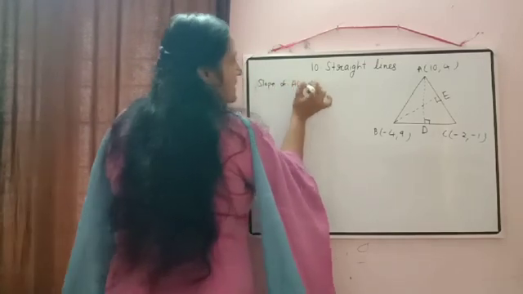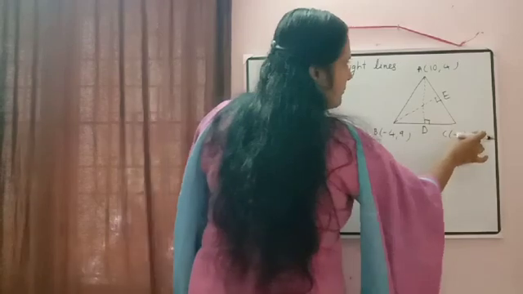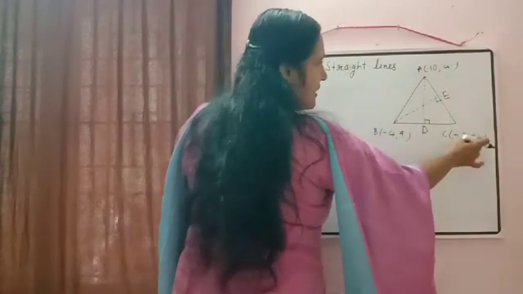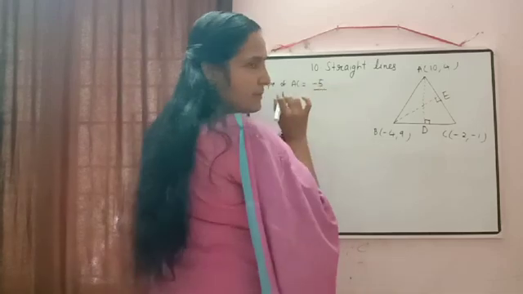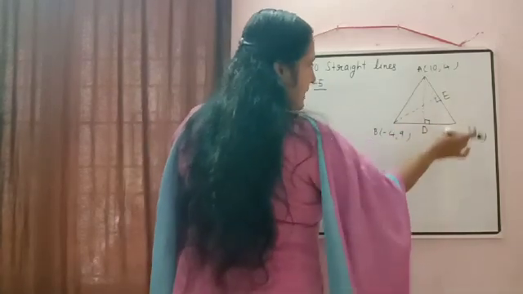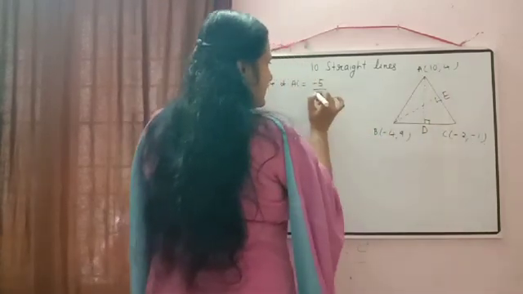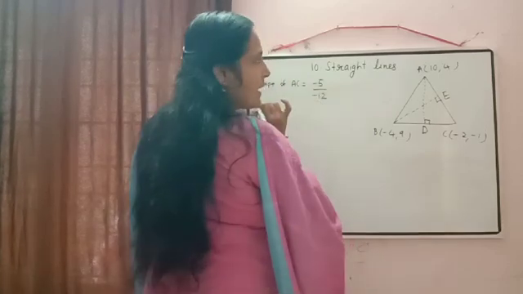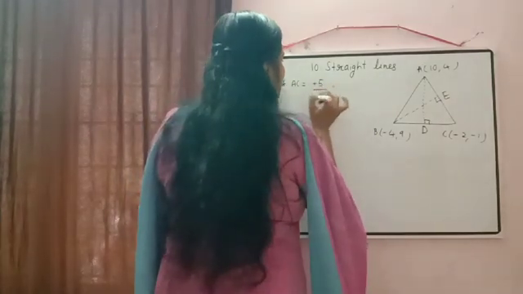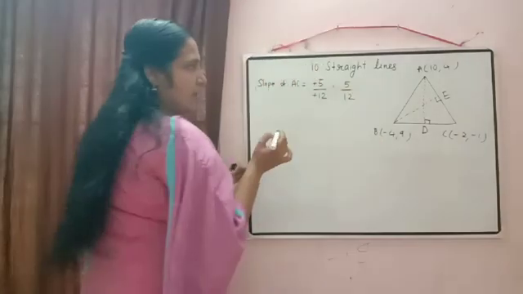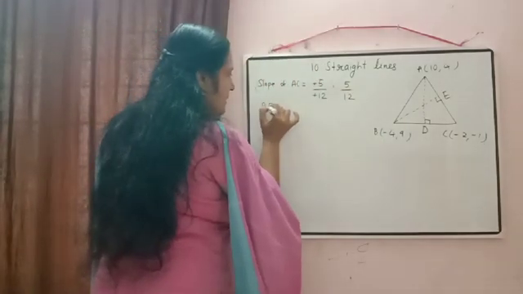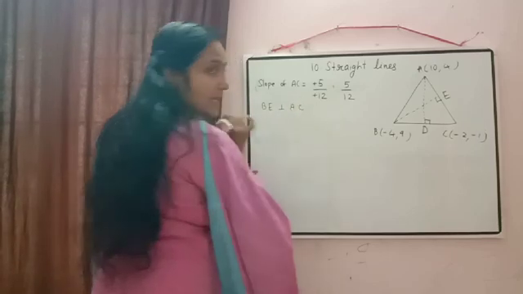Slope of AC is equal to (y2 minus y1) over (x2 minus x1). So it will be equal to (-1 minus 4), that is -5, over (-2 minus 10), that is -12. So we are getting slope of AC is equal to 5 by 12. Now just to mention here, BE is perpendicular to AC.